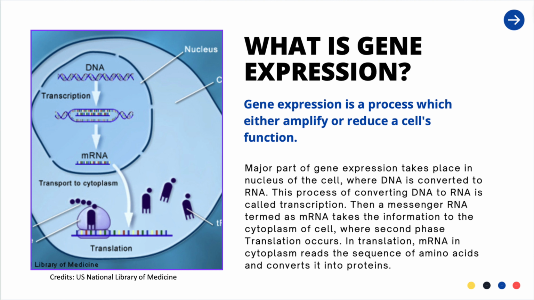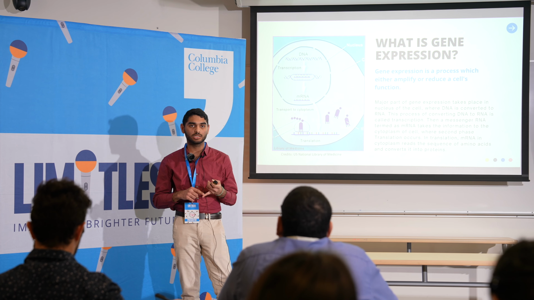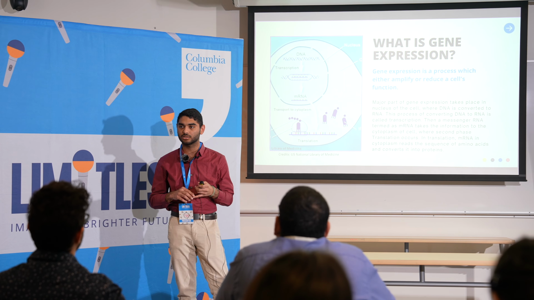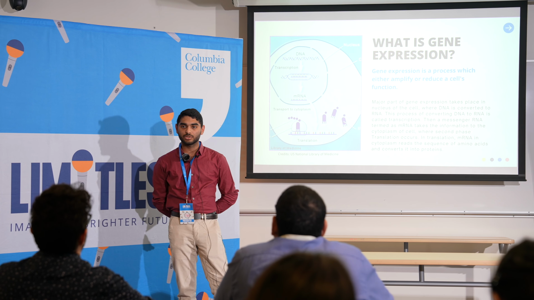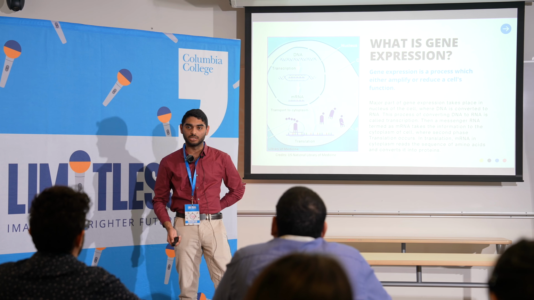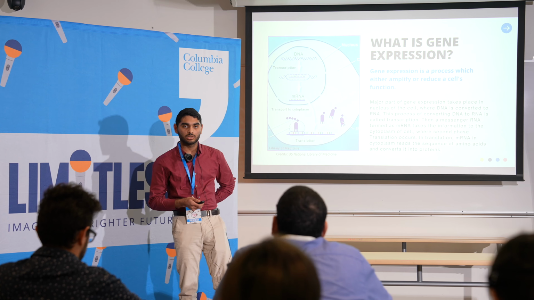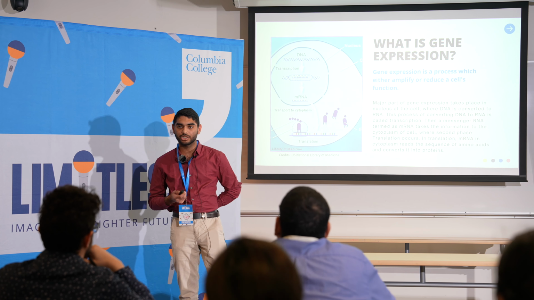The first step is transcription, which happens in the nucleus of the cell. In this, the double-stranded DNA is converted to the single-stranded template of RNA, which is then transferred from the nucleus to the cytoplasm of the cell, where the second process, translation, happens. In translation, the RNA is converted into proteins, which determine how a cell will function.